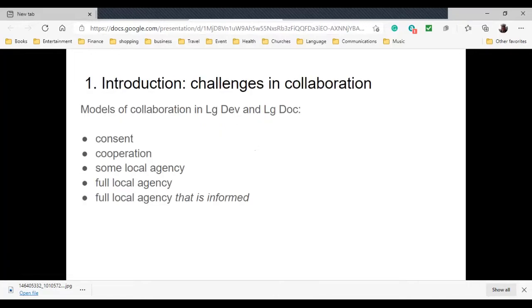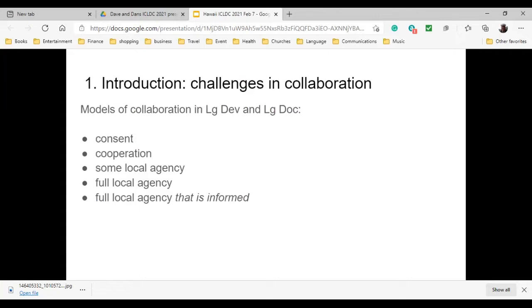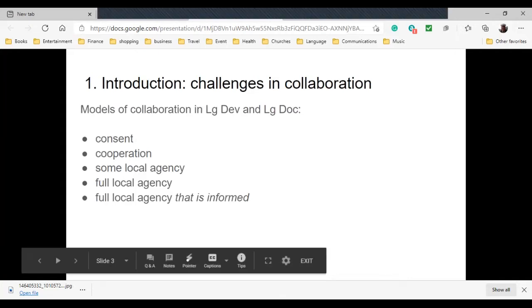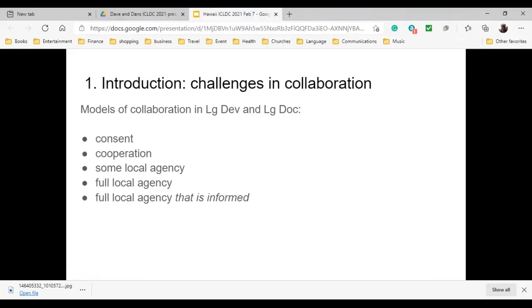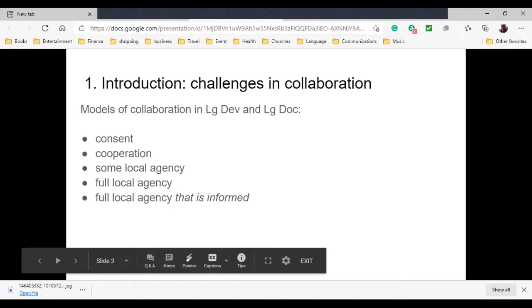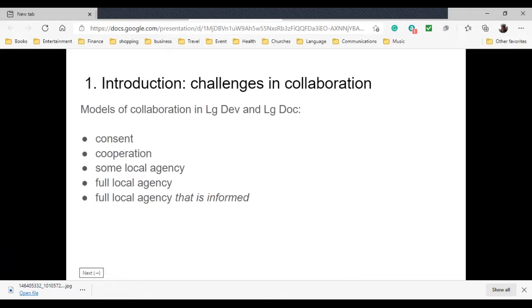With the introduction, we could talk about challenges to collaboration, whether in language development, trying to get the communities to have, let's say, a written language and research the language, or in language documentation, whether short-term projects or longer-term. There's a whole continuum from consent only with very little cooperation, to cooperation, to community members showing some local agency, let's say adding to the agenda, or even showing full local agency. But the ideal for us would be that community members show full local agency that is informed, so that they would be able to fully understand and contribute.